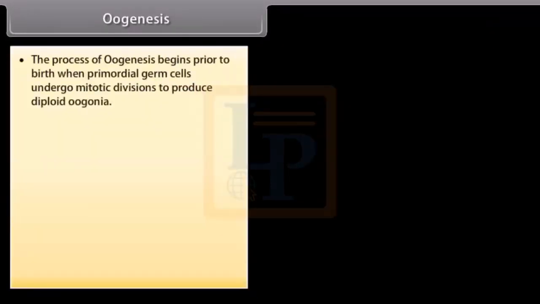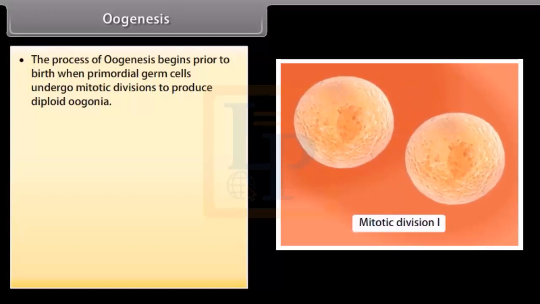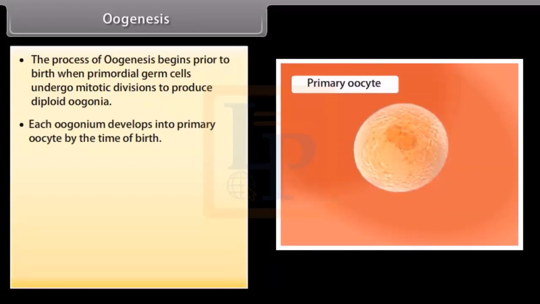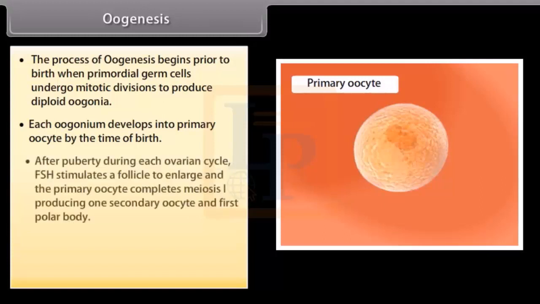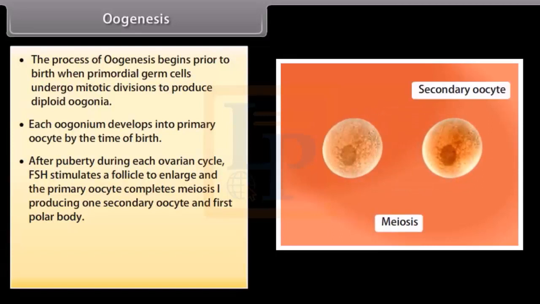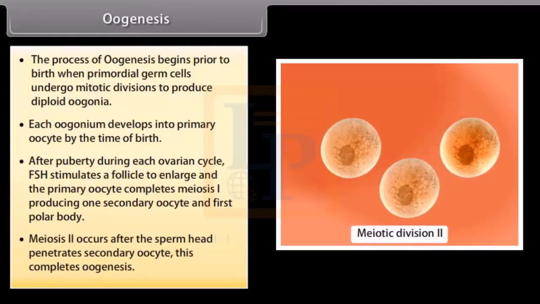Oogenesis. The process of oogenesis begins prior to birth when primordial germ cells undergo mitotic divisions to produce diploid oogonia. Each oogonium develops into a primary oocyte by the time of birth. After puberty, during each ovarian cycle, FSH stimulates a follicle to enlarge and the primary oocyte completes meiosis I, producing one secondary oocyte and the first polar body. Meiosis II occurs after the sperm head penetrates the secondary oocyte. This completes oogenesis.